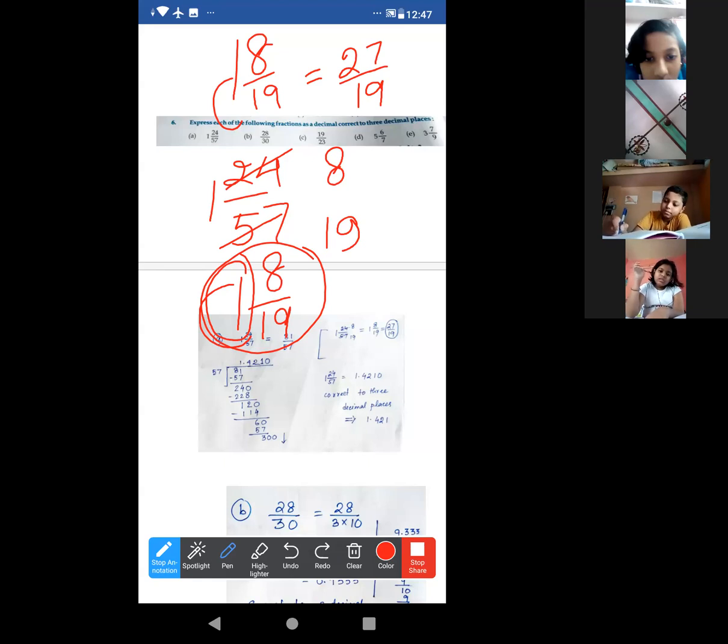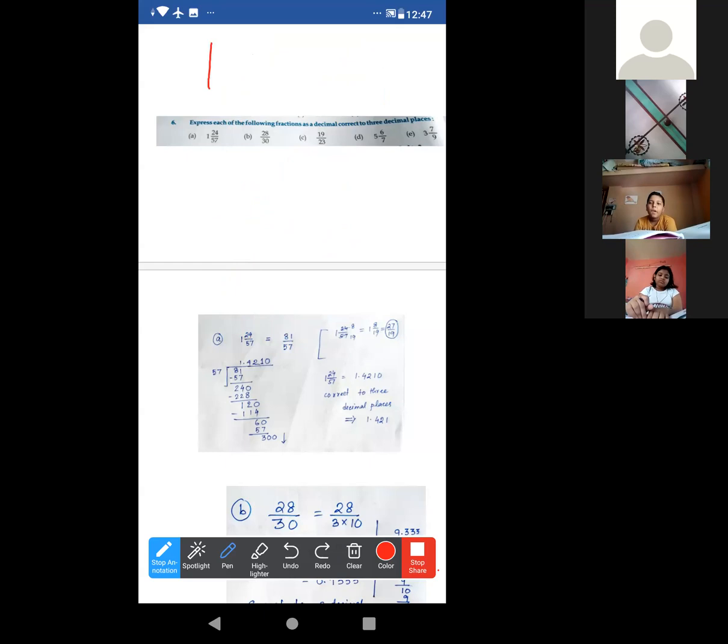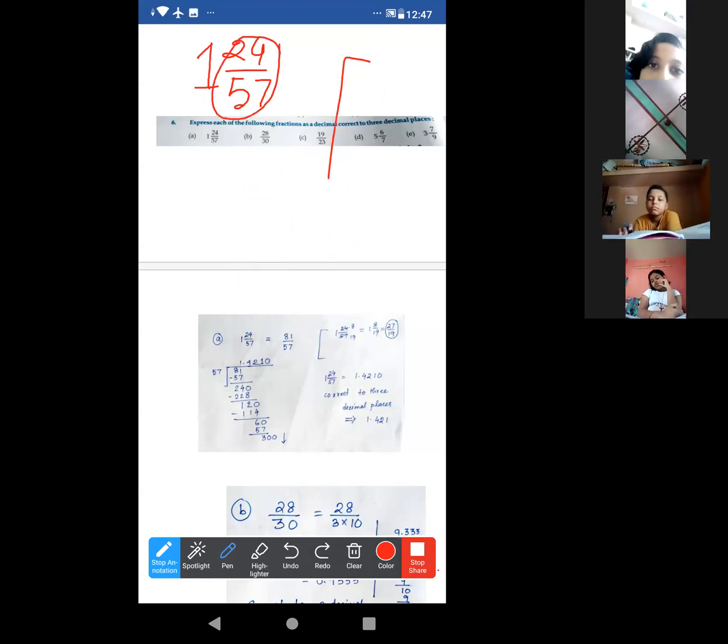Trisha, not clear? Okay. Just look at this. It is given 1 whole 24 by 57. Now this 1 we cannot do anything, but here we can do cut cancellation. Just in the rough, do it, 24 by 57.